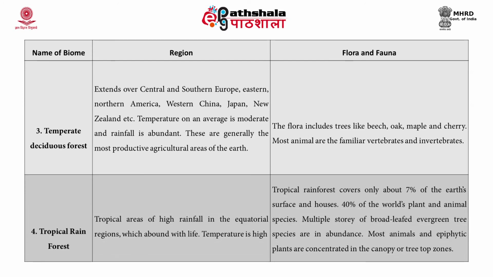Fourth, we have the tropical rainforests. The regions where they are found are the tropical areas of high rainfall in the equatorial regions, which abound with life. Temperature is high. Flora and fauna: the tropical rainforest covers about 7% of the Earth's surface and houses about 40% of the world's plant and animal species. Multiple stories of broad-leaved evergreen tree species are in abundance. Most animals and epiphytic plants are concentrated in the canopy or treetop zone.